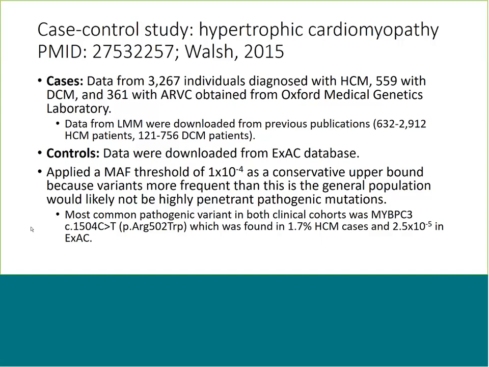And when looking for rare variants, they applied a minor allele frequency threshold of 1 times 10 to the negative fourth. And the reason they came up with this number is that when you look at the most common pathogenic variant in both of the clinical cohorts from Oxford and from LMM, this was a mutation in MYBPC3 that was found in controls in ExAC at 2.5 times 10 to the negative fifth. So they set their cutoff at 1 times 10 to the negative fourth because variants more frequent than this in the general population would likely not be a highly penetrant pathogenic mutation. So you can go to the next slide.